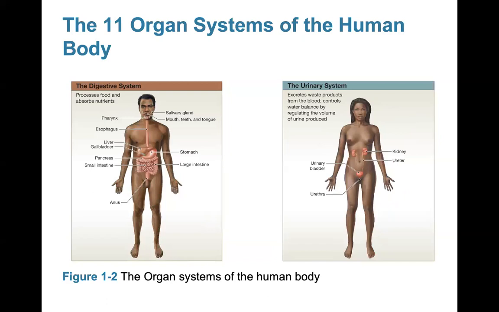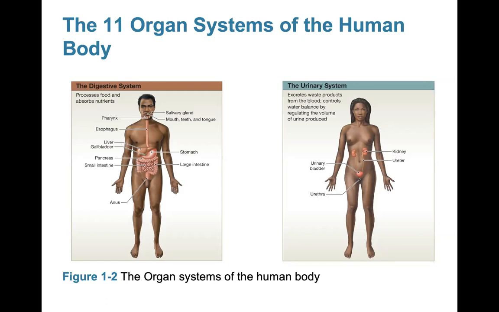The digestive system processes food and absorbs nutrients into the body. This includes your entire GI tract, which includes the esophagus, stomach, small and large intestines, and anal rectal area, as well as accessory structures such as the pancreas, spleen, and gallbladder.